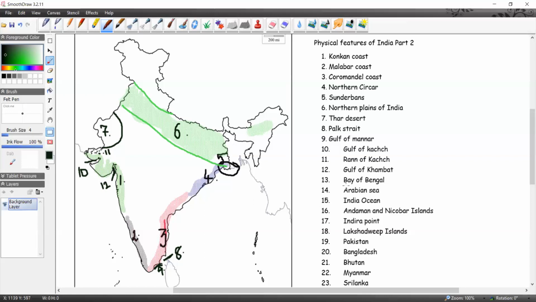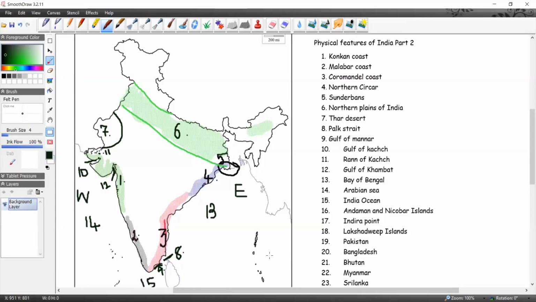And 13th one, Bay of Bengal. Where is Bay of Bengal? It is on the eastern side of India. This east. And this is west. So here you have Bay of Bengal. This question number 13. And 14th one, Arabian Sea, you have here. Arabian Sea. And 15th one, Indian Ocean here. In the south you have Indian Ocean.